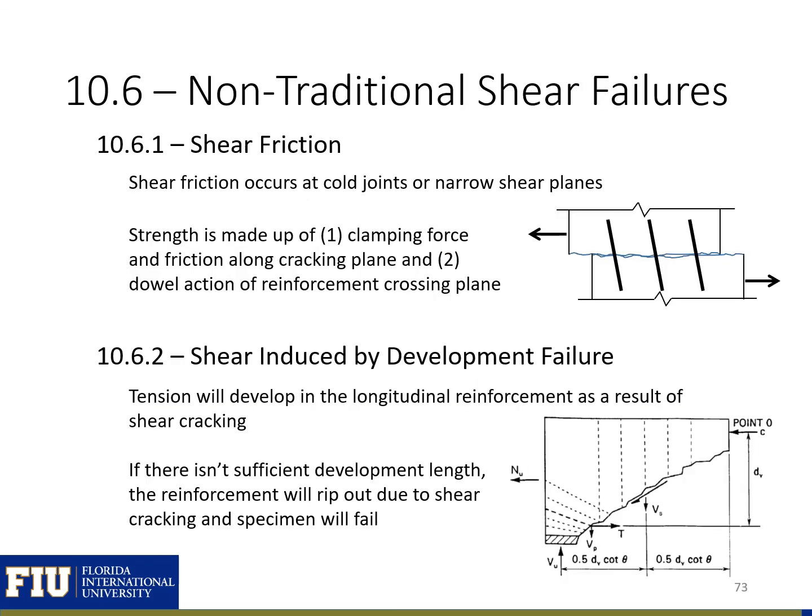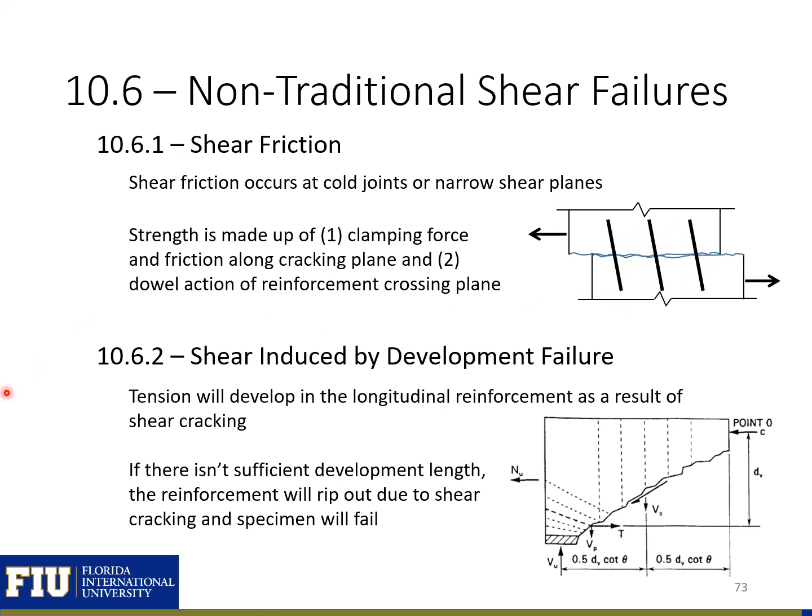There are two additional types of failures that I mentioned up front, but that are considered non-traditional shear failures. The first is called shear friction. With a shear friction failure, it normally happens at either a cold joint or at narrow shear planes within your cross section. The strength is made up of a clamping or friction force along the cracking plane, and also the dowel action of any reinforcement that's crossing this plane.